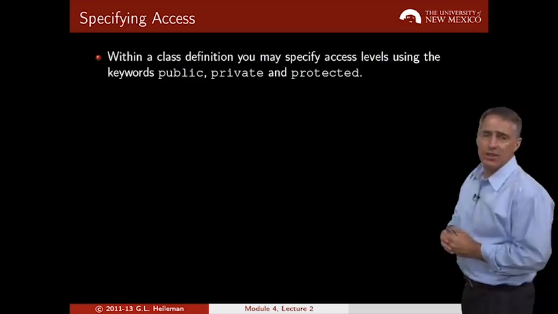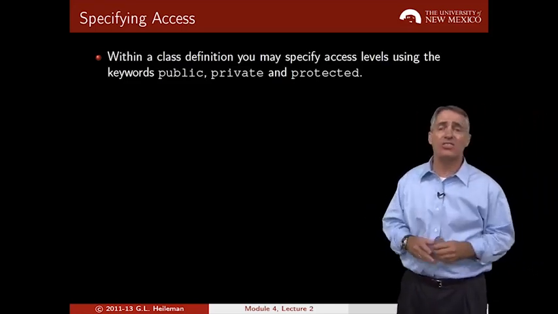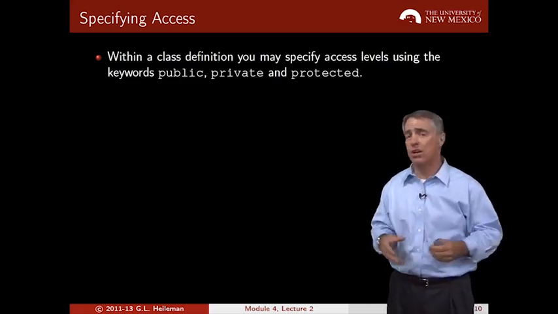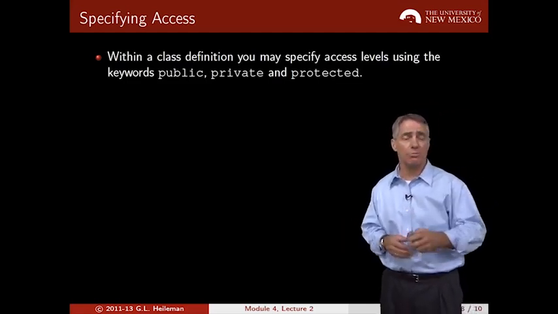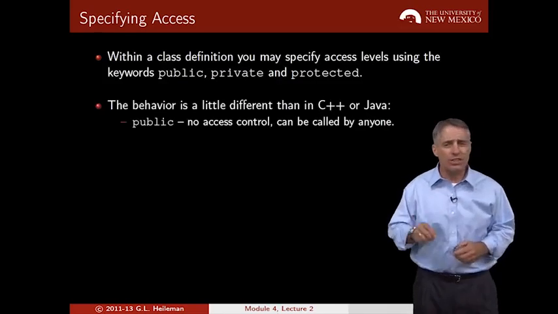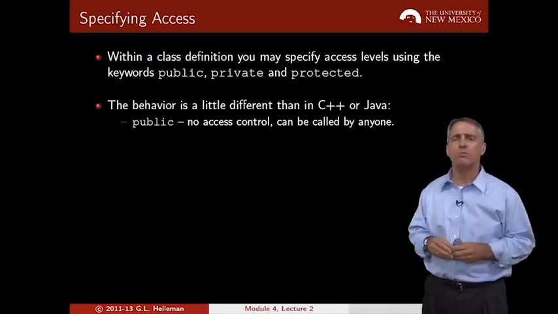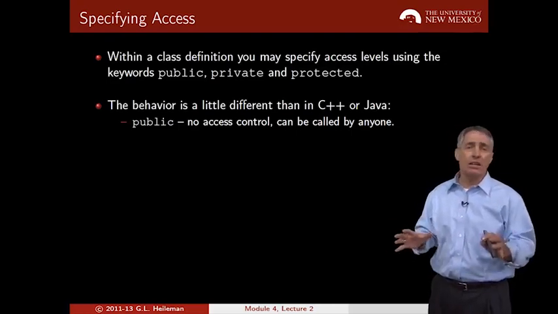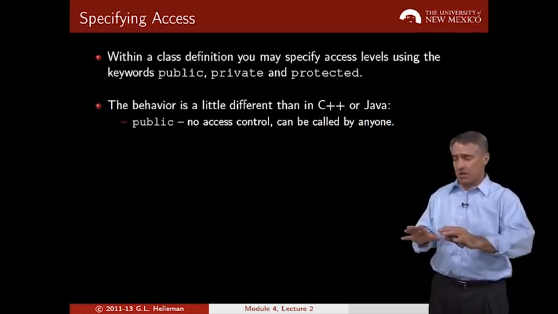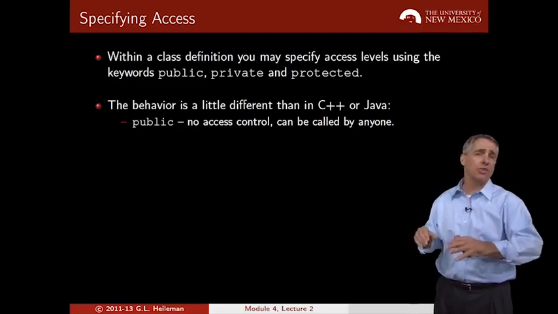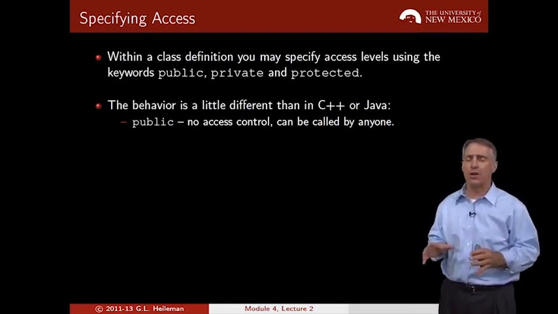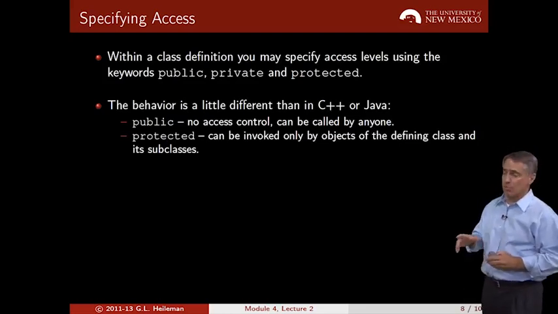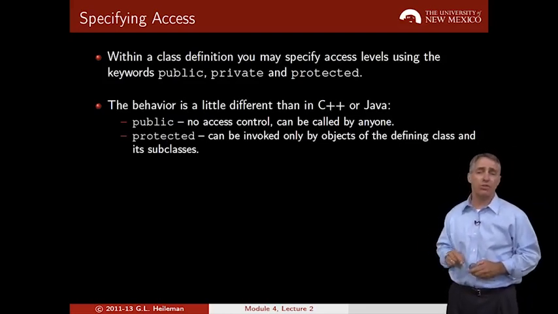Within a class definition, you can specify access levels using the keywords public, private, protected. If you're familiar with other object-oriented programming languages, you've probably seen these as well. They're a little different in Ruby, though, different than, say, C++ or Java. With public, there's no access control. Anything can access a public instance variable or method, for that matter. And this is like C++ or Java. It's the protected and, more particularly, the private methods that are quite a bit different.